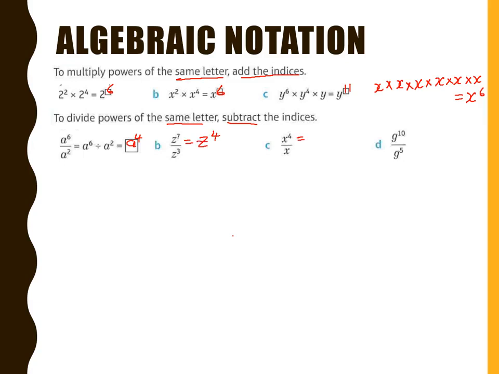If you can't remember the rule, please don't worry. You can just write it all out. So x to the power of 4 can be written down as that over x. So if you cancel these two out, you end up with x to the power of 3. Yeah? And this will be g to the power of 5.